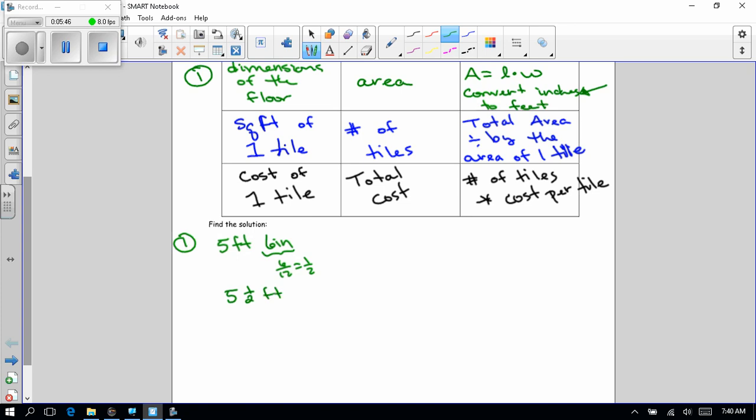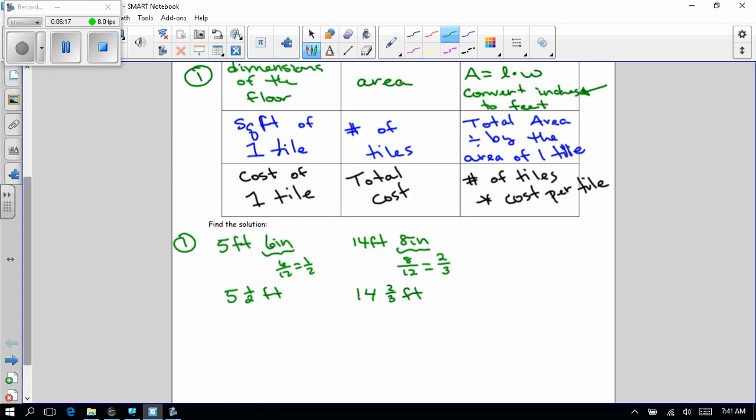Okay, let's do the same thing for the other dimension. The other one is a little bit trickier. We have 14 feet 8 inches. Well, how many inches are in a foot? Yeah, 12. So we're going to convert this into 8 over 12, 8 inches over 12. And then let's reduce that. That reduces to 2/3, because I can divide both the top and the bottom by 4 and I get 2/3. So this is 14 2/3 of a foot.